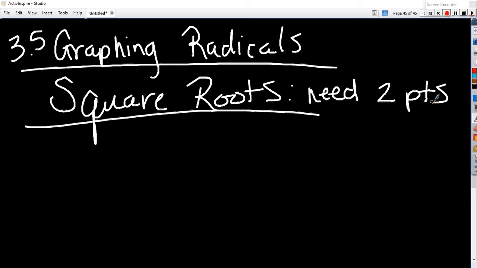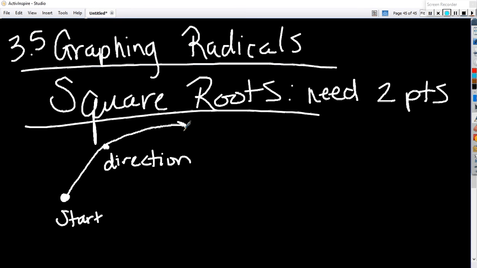Let me show you what the graph looks like first. It's going to have a starting point, and this won't be in your book or anything, that's just what I call them. This I call a start point, and then it'll have a point I call a direction point, because if you put your pencil in the start and you draw towards that point, that's the direction in which it goes. So it'll look something like that.